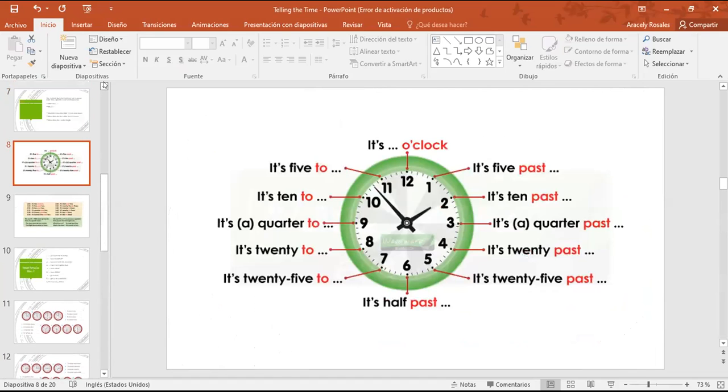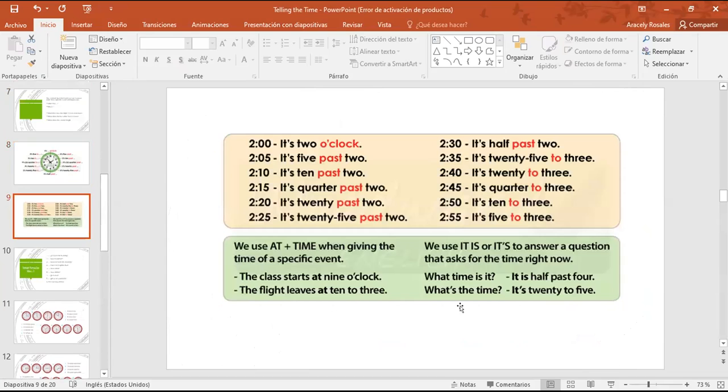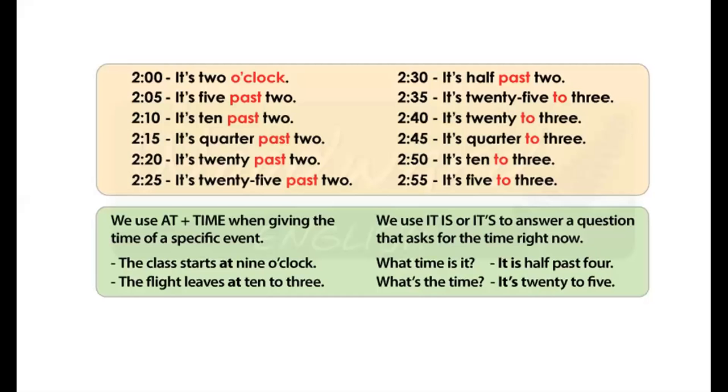Okay, so remember something that we said, so I'm going to share this now with you, that when we say the minutes first and then the hour, cuando nosotros decimos primero los minutos y después la hora, dijimos que del 1 al 30 vamos a utilizar lo que es past, y del 31 al 59 utilizo lo que es to. So you can see here we have the example. It's 2 o'clock. It's 5 past 2.